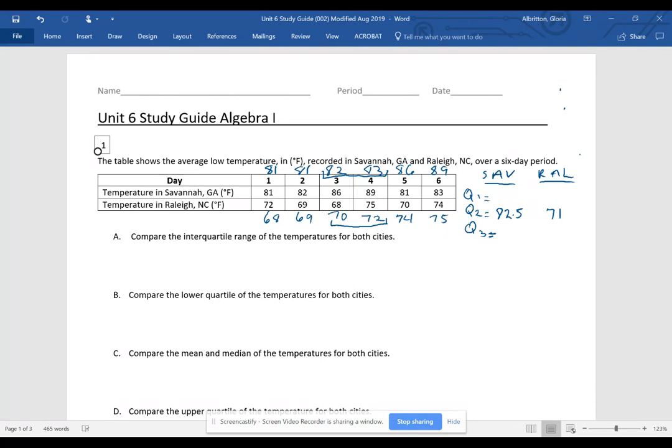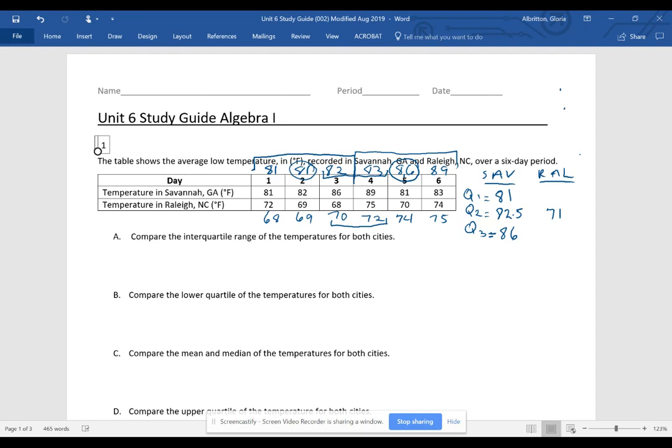Now to find our quartile 1, since there's an even amount of numbers here, we've got to literally split the data in half. This will be our lower quartile, and this will be our upper quartile. So now we've got 2 sets of data evenly split. Again, we've got to find the median, or middle number. And it's quite easy because now we only have 3 numbers. So what's in the middle here? 81. That means for Savannah, our Q1 is 81. And our Q3 is 86.